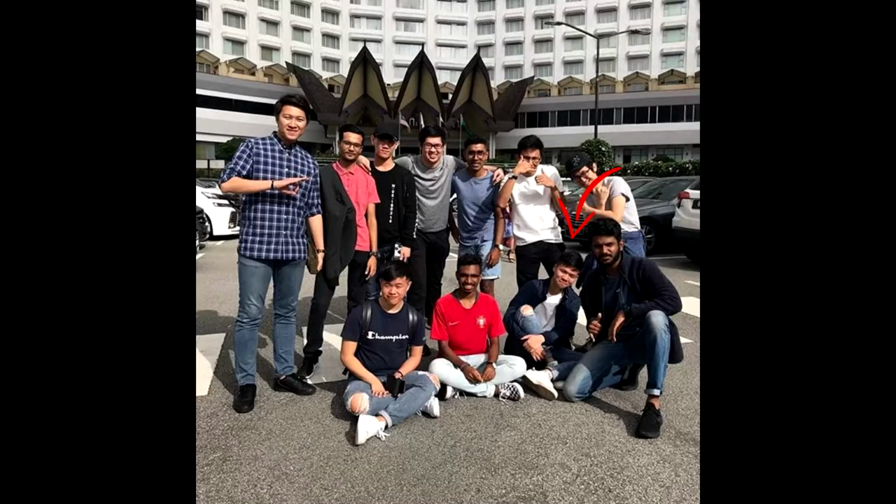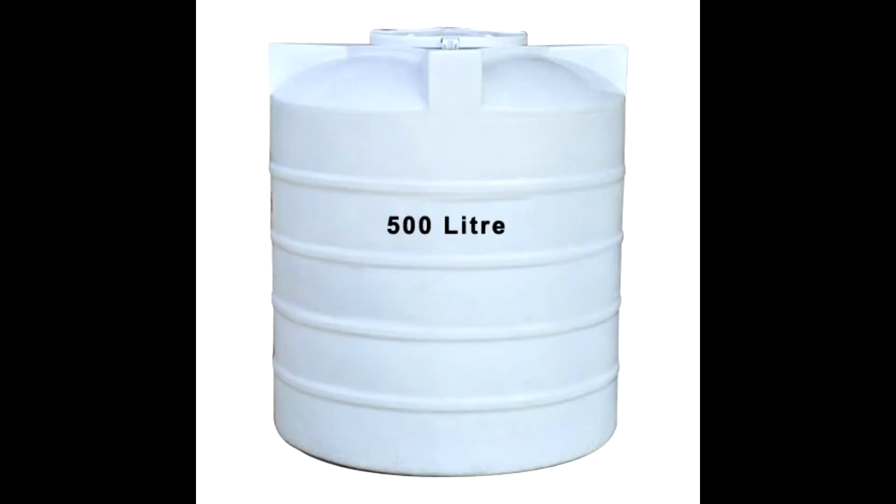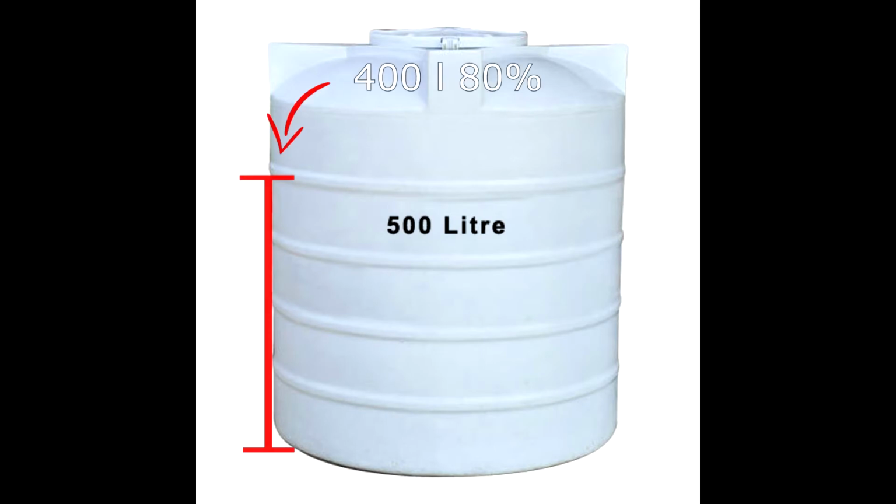Hi, my name is Jeremy. So today I would like to talk about the set point that we use for the rainwater tank. We are going to use the capacity of 500 liters with a diameter of 40.5 inch. Besides that, we are going to install the Arduino at the level of 400 liters of the water tank, which is 80% capacity of the water tank.